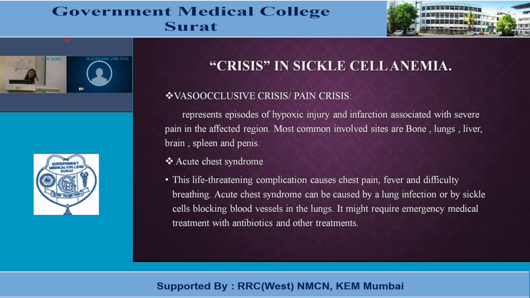Acute chest syndrome is a life-threatening complication that causes chest pain, fever and difficulty in breathing. Acute chest syndrome can be caused by a lung infection or by sickle cells blocking blood vessels in the lungs. So it might require emergency medical treatment with antibiotics and other treatments. Basically we start with oxygen support, then we maintain hydration, and then we watch the hemoglobin. If required, we could transfuse PCV also, and give proper antibiotics as per the culture.